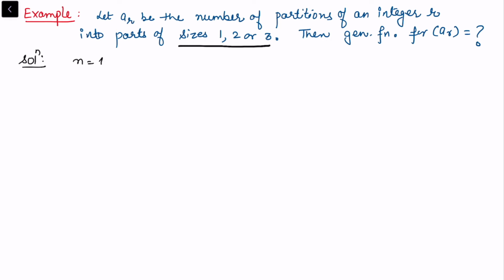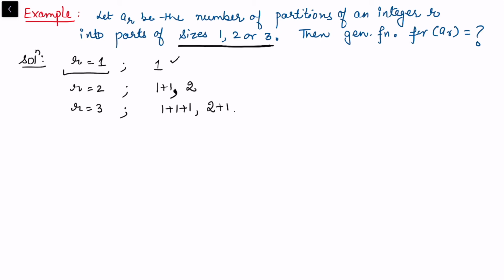Suppose n is equal to 1. Okay, I'll take the notation as R since I'm taking R as a size. So suppose R is equal to 1, I want to write the partition for R is equal to 1. So 1 is allowed, and the allowable sizes are only 1, 2 or 3. So I can write a partition of 1 as 1. If R is equal to 2, there are two relevant partitions which are 1 plus 1 and then we can take 2. So this is allowed. If R is equal to 3, in this case we can definitely take 1 plus 1 plus 1, and then for 3 we can take 2 plus 1. We can also take 3 because size 3 is allowed.